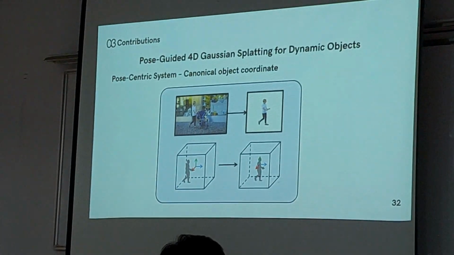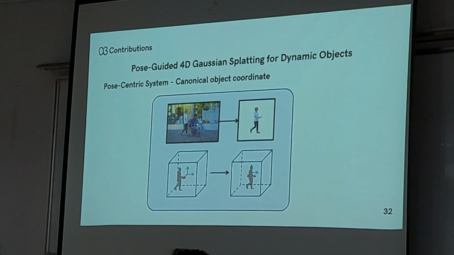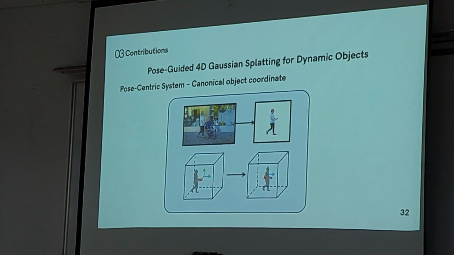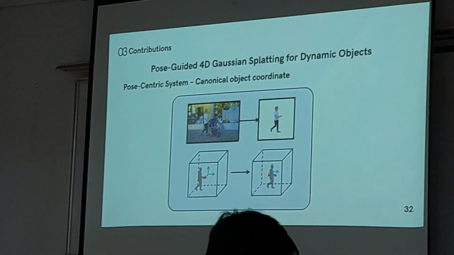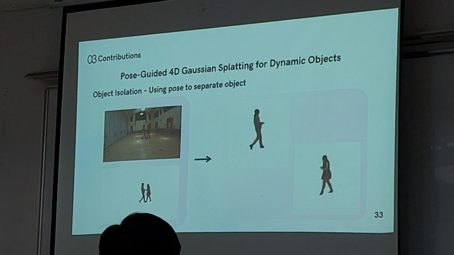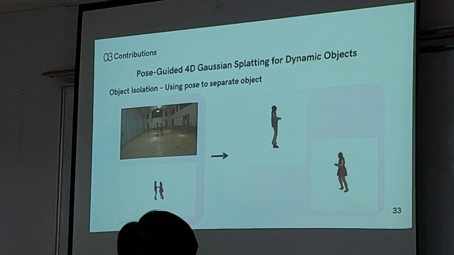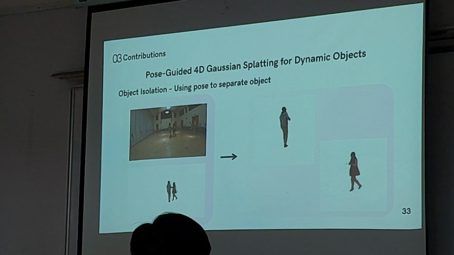We first proposed a coordinate system called the pose-centric system. This is where the pose model's center is aligned as the origin. This allows us to capture all the angles of the pose model by simply orbiting the camera around the origin. Next, we are able to isolate the objects individually. As you can see right here, the two humans are isolated, and their scale and position are normalized.